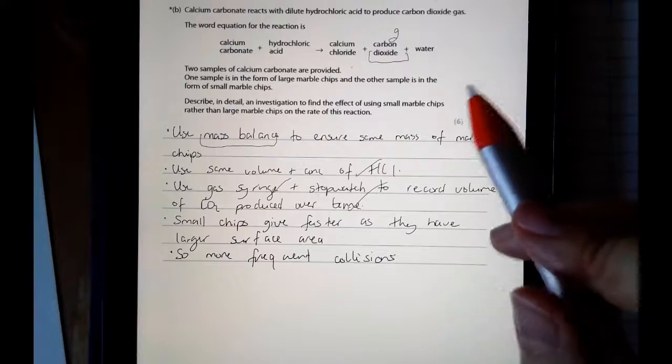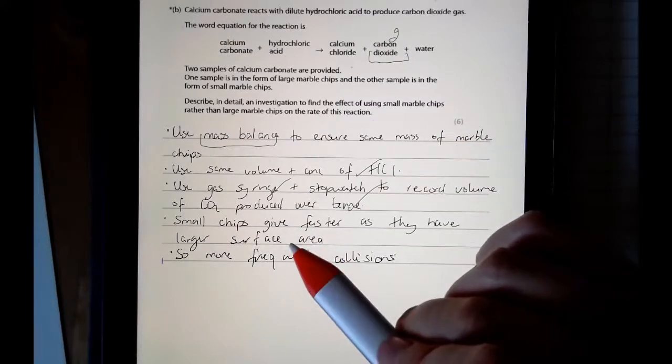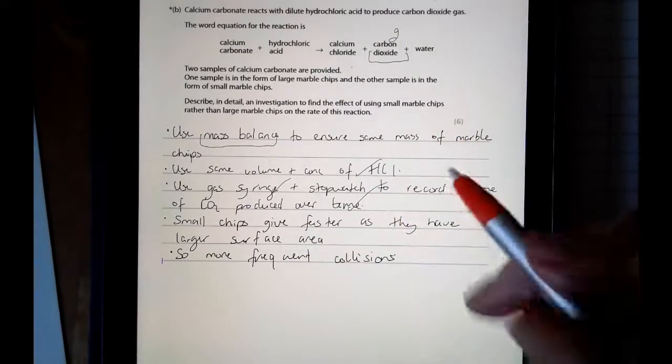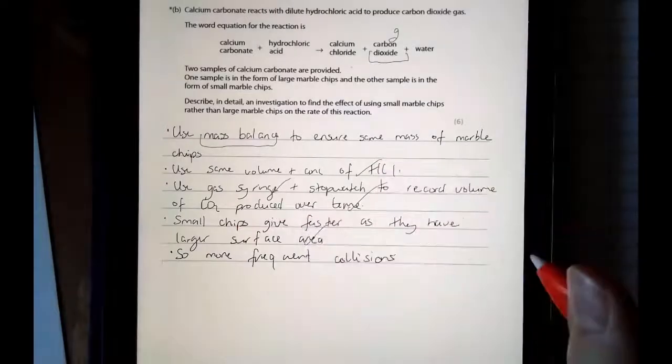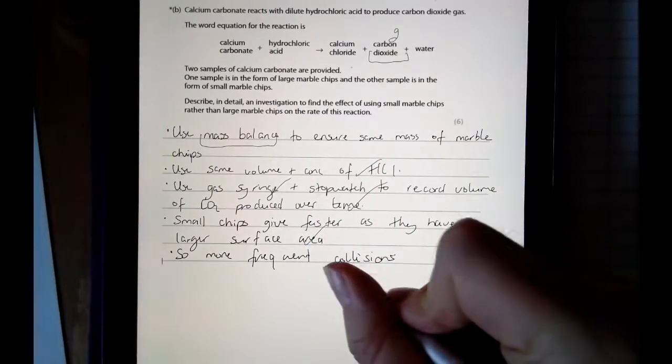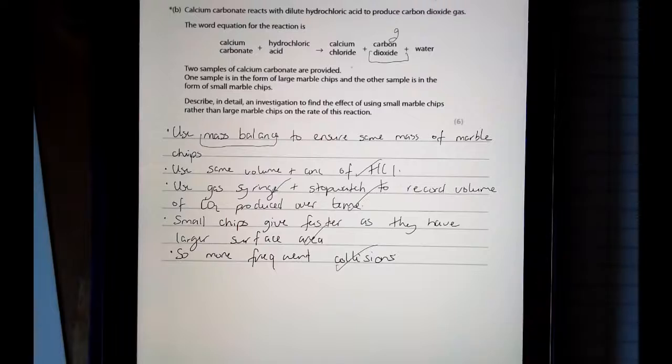Then I'm going to describe the effect. I would expect that the small chips give me a faster reaction as they have a larger surface area. And because they have a larger surface area, you're going to have more frequent collisions. So that answer there would get all 4 marks. These types of questions, 6-mark questions on rates, are quite common. You can often be asked to explain in terms of particle collisions why a reaction is faster or slower.